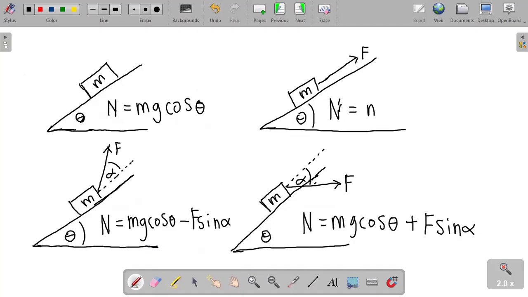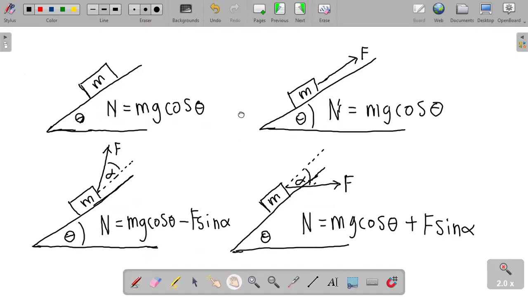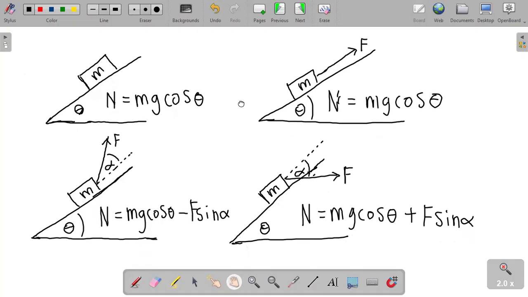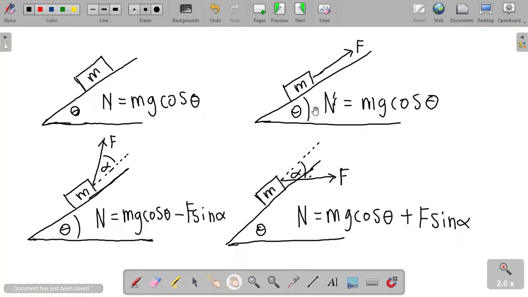It's going to be mg cos theta. The theta here is the angle of inclination. The alpha is the angle between the force and the surface on which the object is placed. So this is what you use to calculate the normal force.